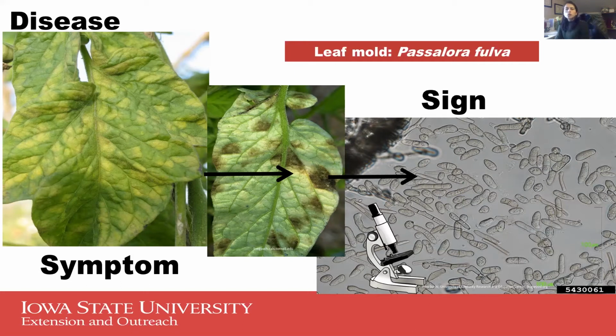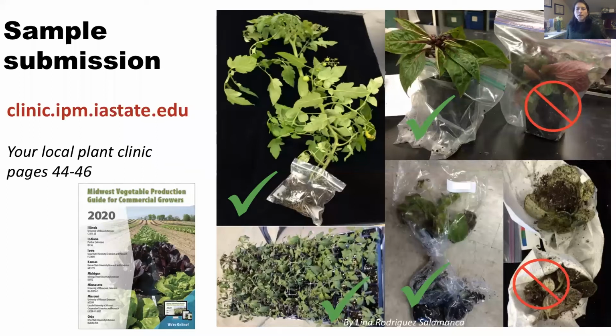So a lot of what we can do in the clinic to help you out will depend on your observation skills, on your notes, on what you may suspect is the problem, and on letting us know if you want specific tests or checks in the submission form, but also on the quality and the quantity of the sample that you will send us. We have lots of information on our website, clinic.ipm.istate.edu, where we try to give you some good examples of what are good samples that we really like to receive.